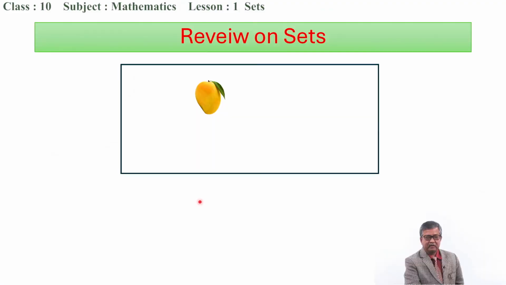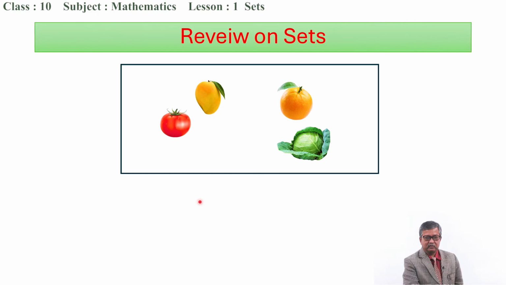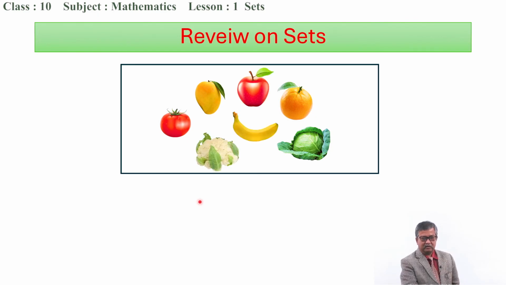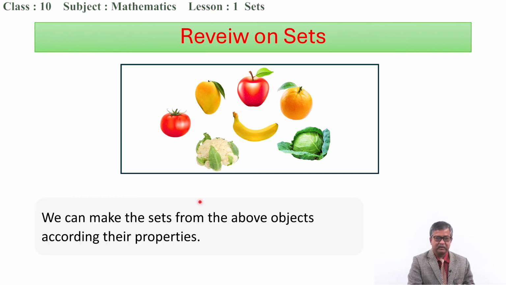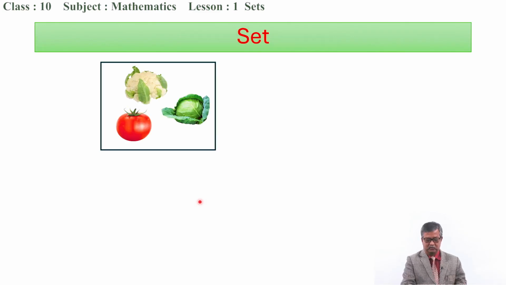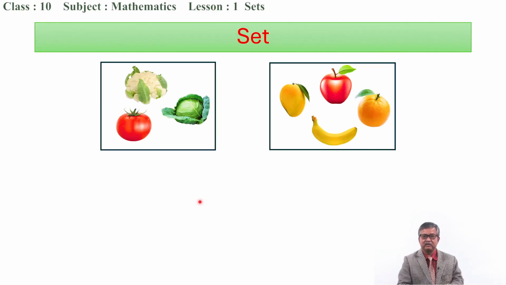So now here, we are going to collect some objects. The objects are here in the box. Yes. So according to the properties of these objects, we can make sets from them. So how many sets can we make here? Yes, 2 sets we are going to make here.